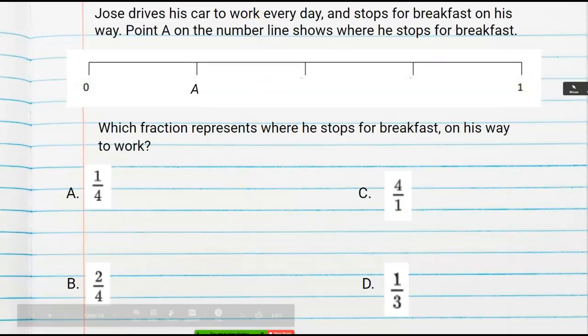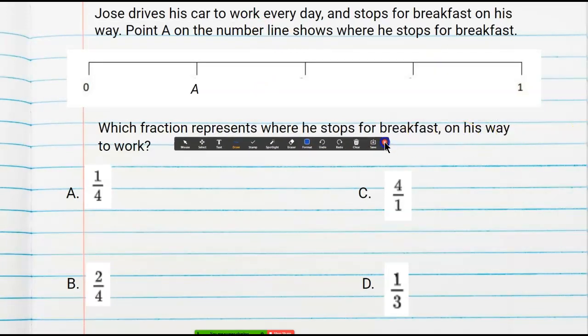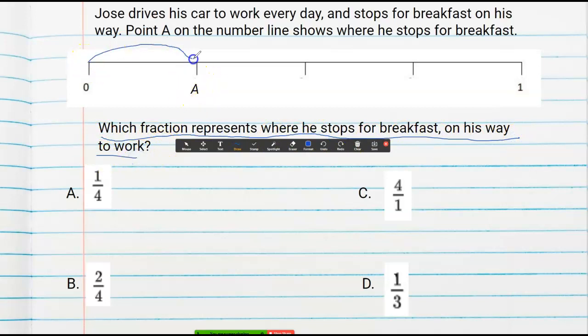Alright, same thing here. Jose drives his car to work every day and stops for breakfast on his way. Point A on the number line shows where he stops for breakfast. Which fraction represents where he stops for breakfast on his way to work? So point A is right here. So again, we're going to count these parts. 1, 2, 3, 4. And I'm going to label that in my number line. So I have 4 parts. So I'm going to start with my 0.